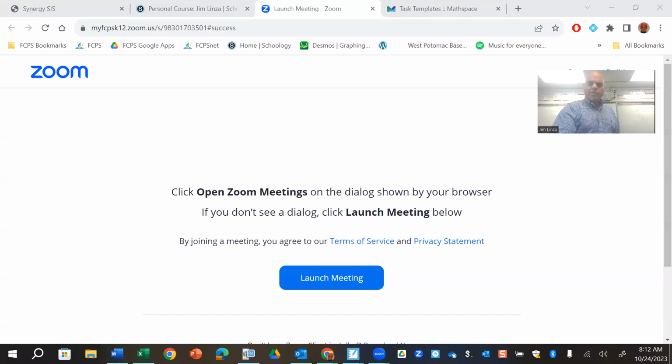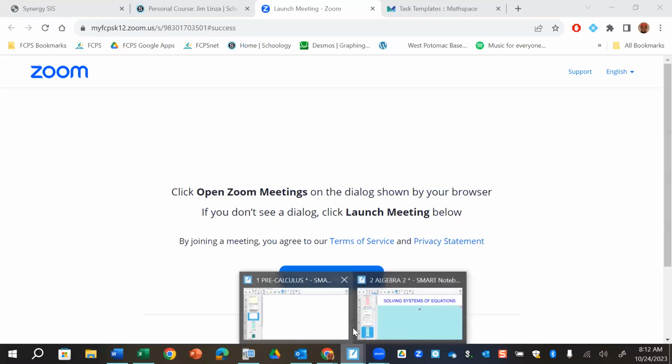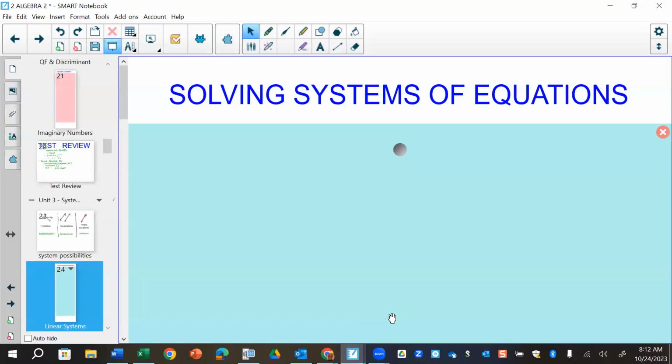So we begin Unit 3 on systems of equations. Let's take a look at this short unit. I guess starting with the question, what's a system? A system is when you have two or more equations that you're trying to find points that they have in common. In a word, intersection. Where do they intersect?